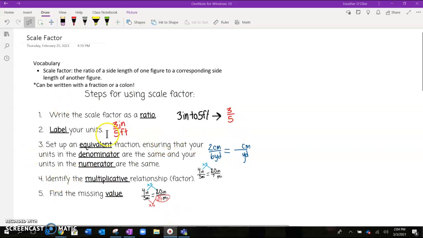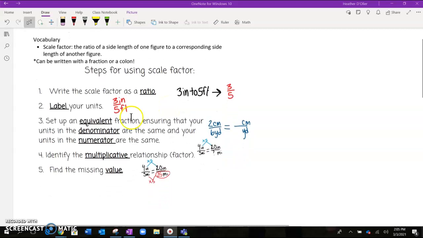So they're going to give you the scale factor, and what I want you to do is write it as a ratio. They may give it to you that way, but unlikely. And when I say ratio in specific, I want it as a fraction. So here it was 3 inches to 5 feet, so I wrote 3/5. Make sure to label those units. So don't just leave it as 3/5, write 3 inches over 5 feet. Then set up an equivalent fraction, ensuring that your units in the denominator are the same and your units in the numerator are the same.